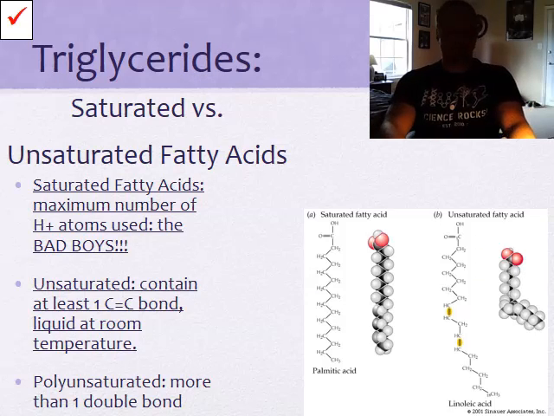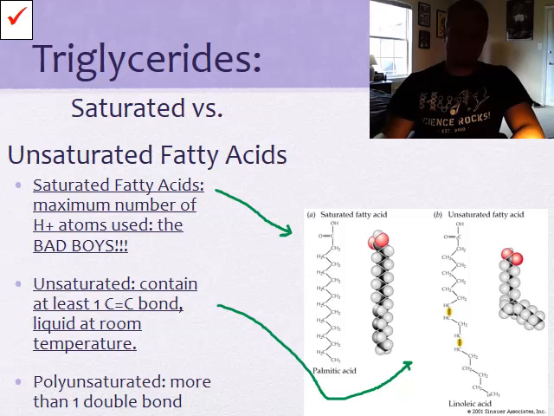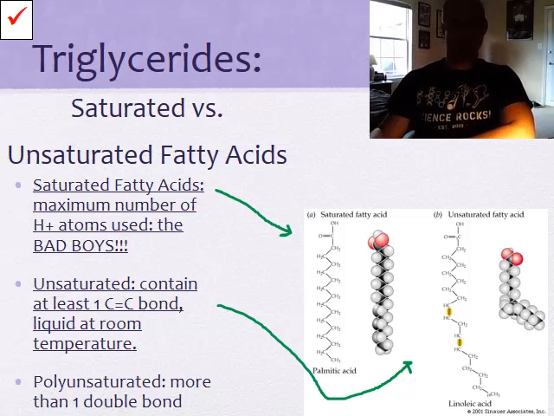So let's talk a little bit more about fats here. Triglycerides, saturated versus unsaturated. Saturated fatty acids have the maximum number of hydrogen atoms used. These are the bad guys. You don't want these. Saturated fats are bad. Whereas unsaturated contain at least one carbon-to-carbon double bond and are liquid at room temperature. So saturated fats are solids. Unsaturated are going to be liquids. And polyunsaturated means they have more than one double bond.